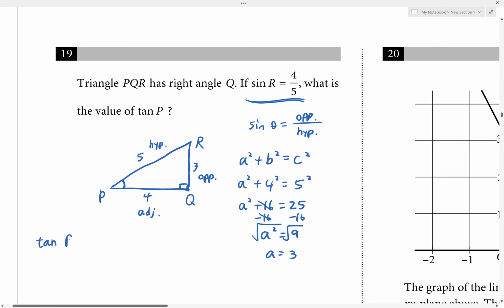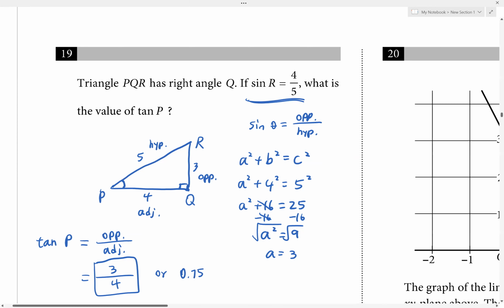Tangent of angle P. The tangent function gives the ratio of the opposite divided by the adjacent side. What's opposite of P? That's 3, and what's adjacent? That's 4. So we get 3 over 4, and that should be our answer. As a fraction, 3/4, or as a decimal, 0.75. Either one will work for number 19.